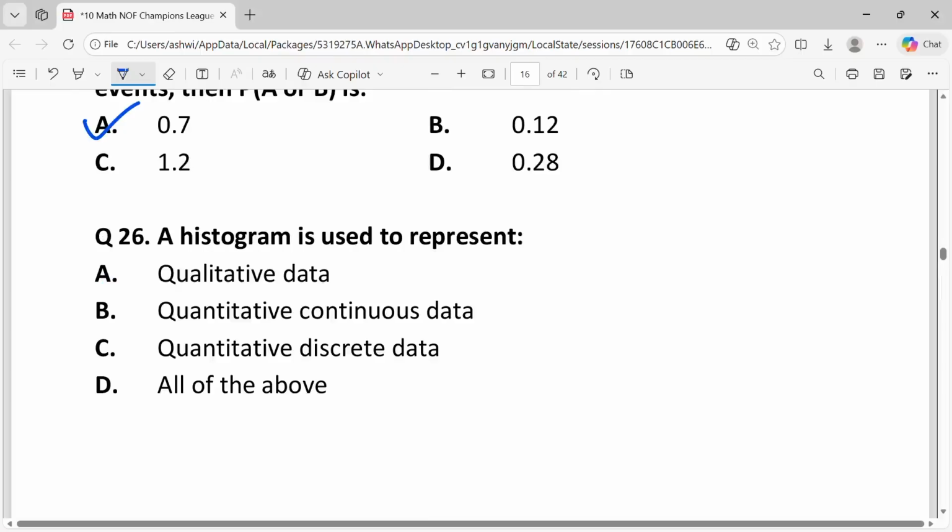Question 26. A histogram is used to represent B, quantitative continuous data. A histogram is a graphical representation used to display the frequency distribution of a continuous variable. It uses bars to show the frequency of data points within specific intervals. It is specifically designed for quantitative continuous data, unlike bar charts, which can be used for qualitative or discrete data.